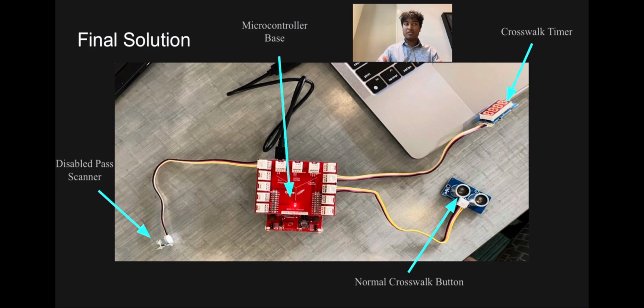So for our final prototype, what we have is a disabled pass scanner on the left-hand side of the screen over there. And when someone who has a disabled pass scans the scanner, it sends a signal to the microcontroller base, which then sends it over to the crosswalk timer, and it'll increase the crosswalk time by an additional 10 to 20 seconds so that people with wheelchairs or other disabilities have extra time to cross.